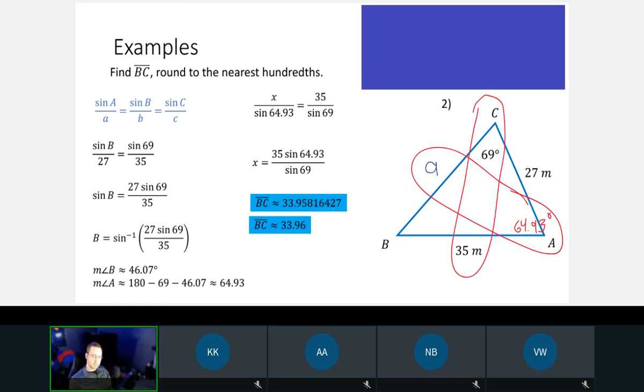Yeah, law of sines I think is usually easier, both to set up and also to solve. Whenever possible, I like using law of sines over law of cosines. It seems like it's less math work than law of cosines.